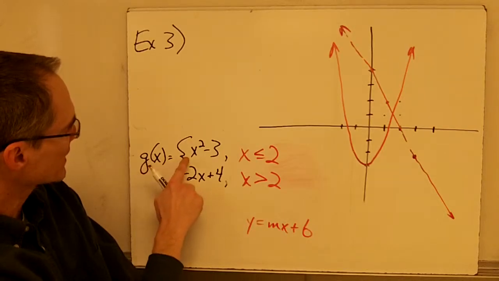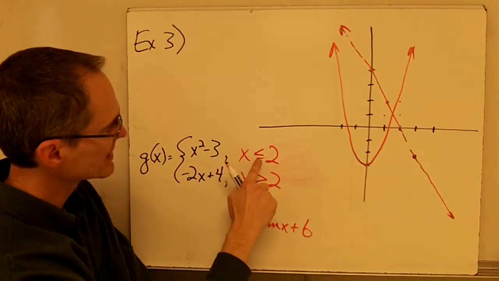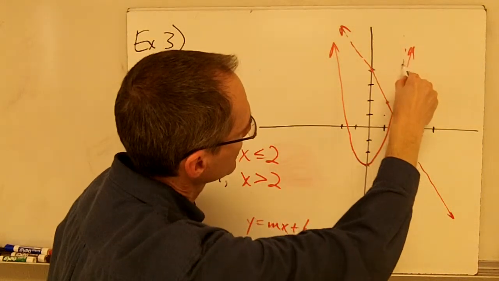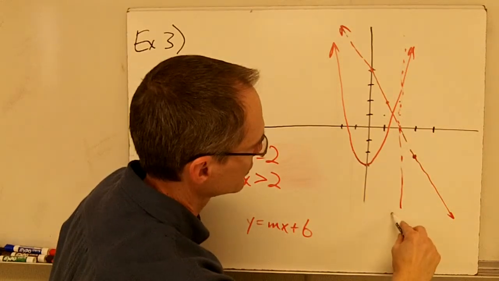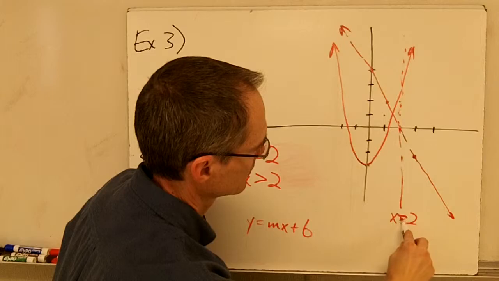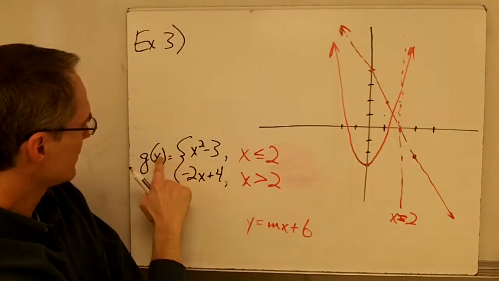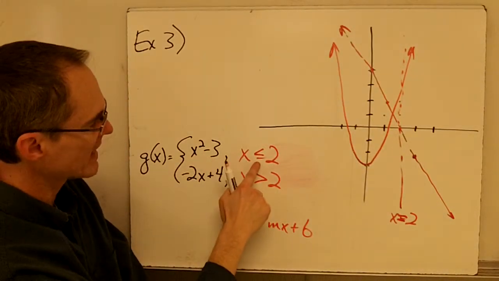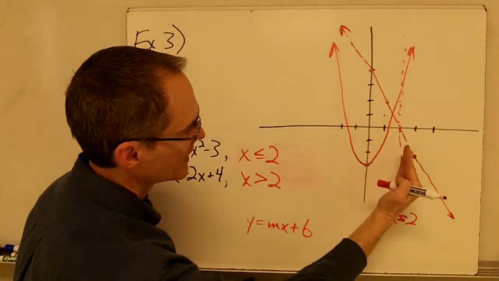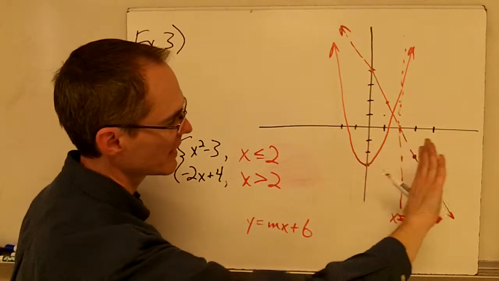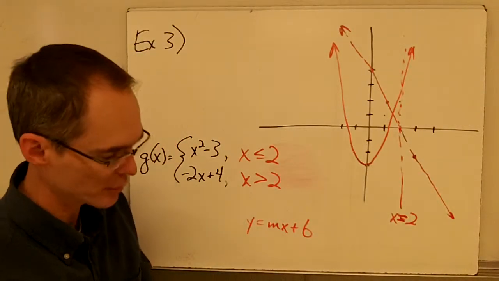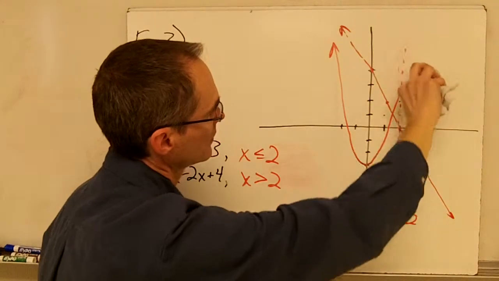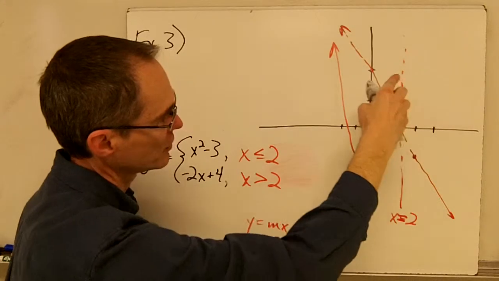Since my function g of x is equal to x squared minus 3 when x is less than or equal to 2, well, x less than or equal to 2, that's right here. Here's where x is equal to 2, right here. And since the function is only defined as x squared minus 3, that's my parabola, when x is less than or equal to 2, that's all of these x values over here, which means everything where x is greater than 2, I'm going to erase that part of my parabola. So the parabola is only going to come up to right here where x equals 2, and that's where it's going to stop.